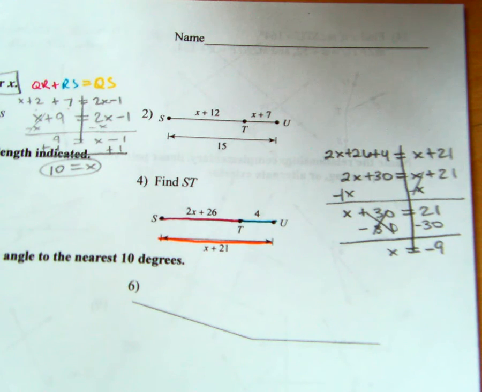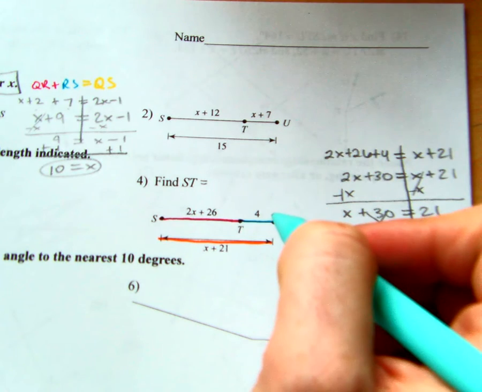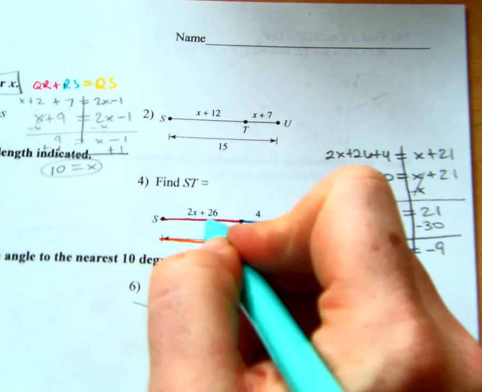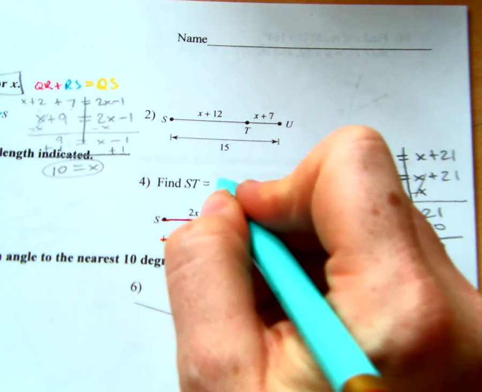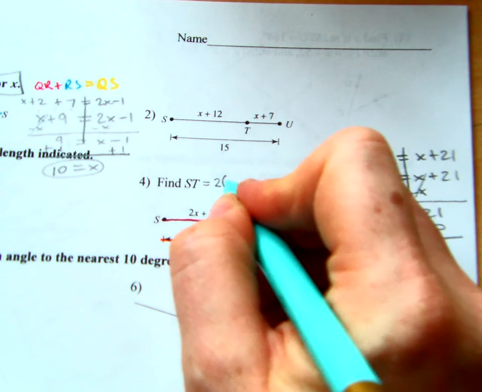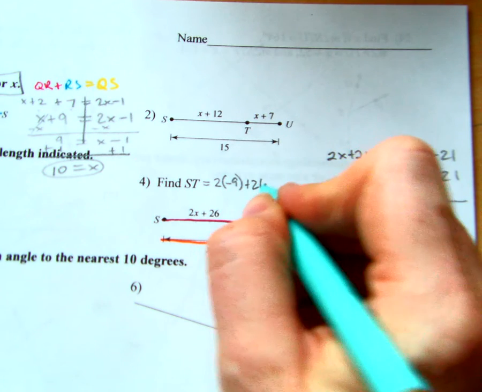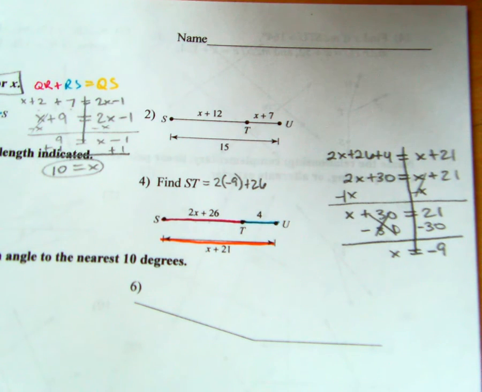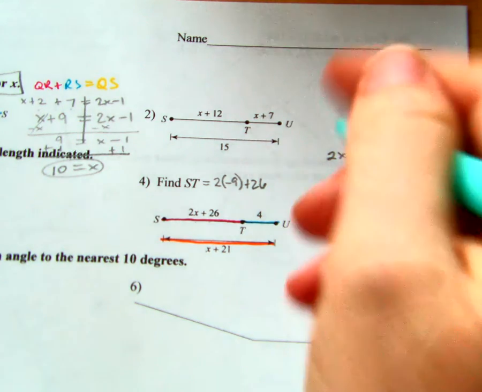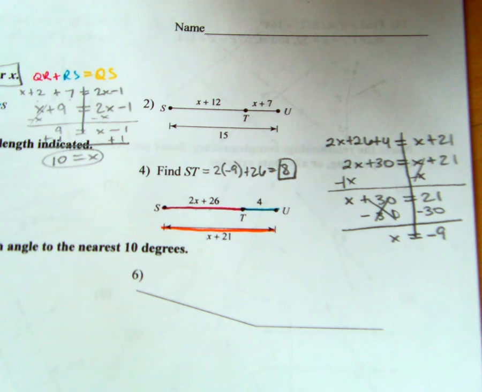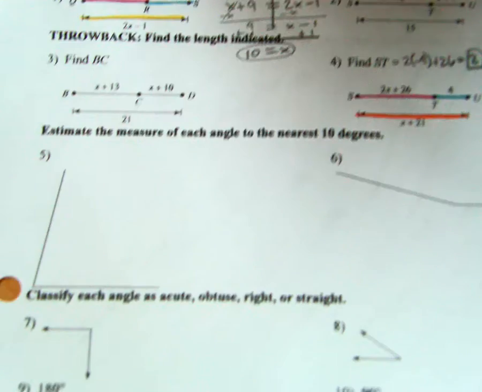All right, so that's x, but actually it wants us to find ST, right? So ST can be found by taking 2 times x plus 26. So we just found that x is negative 9, so we're going to say 2 times negative 9 plus 26, or negative 18 plus 26, which would be 8, I believe. So this particular line segment would be 8 units long, or if I mess that up, whatever negative 18 plus 26 is. All right, so that's your throwback questions. Let's move on. I'm taking a little too long here. I'm going to speed this up.